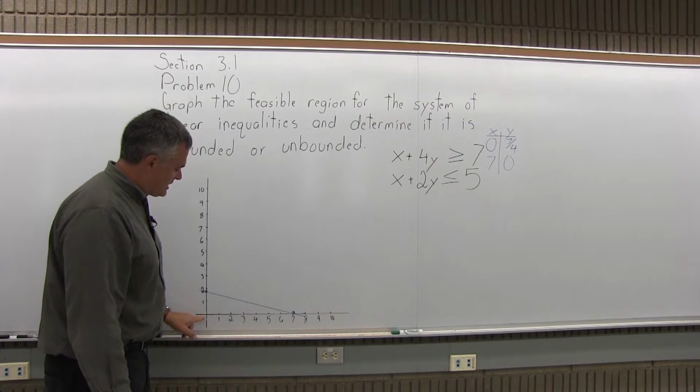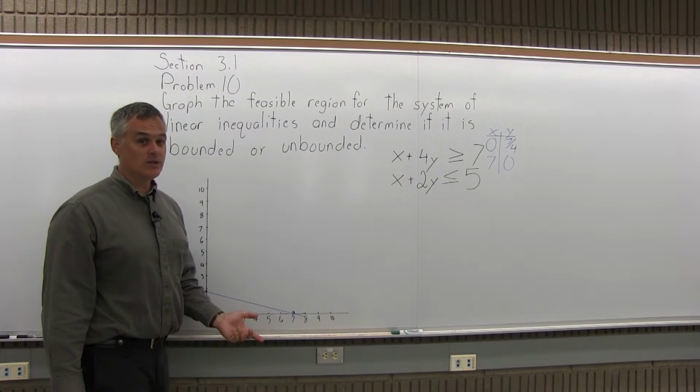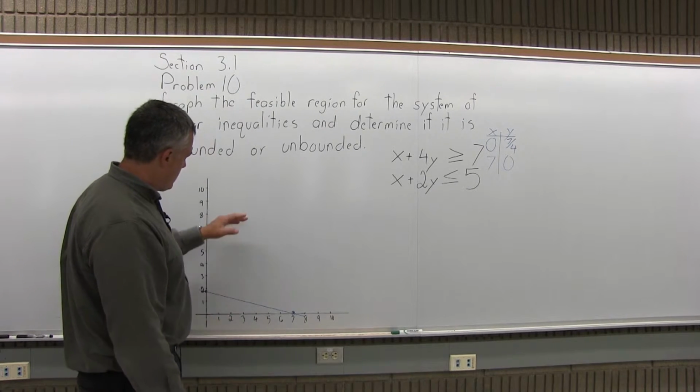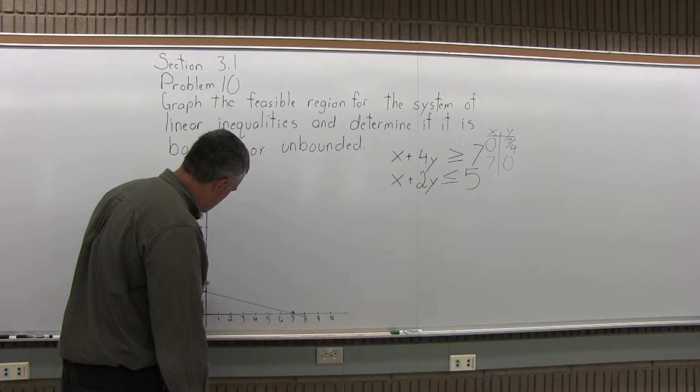So my test point was on the underneath side. The result I got was false. So that means the underneath side is the blank side. Therefore, the part up above is shaded.